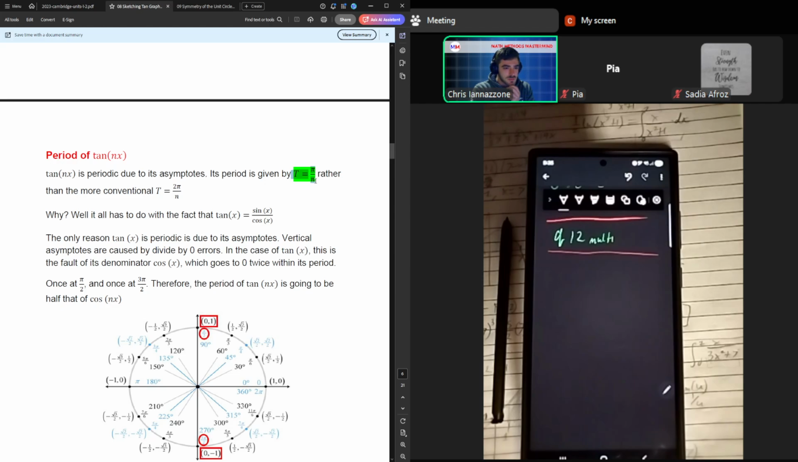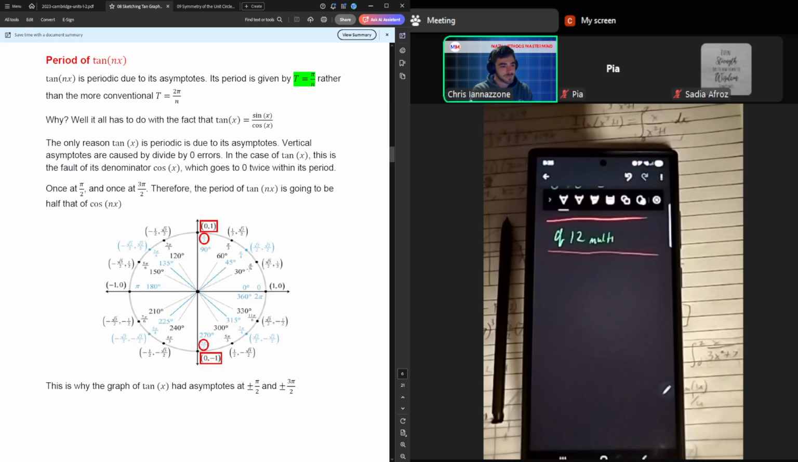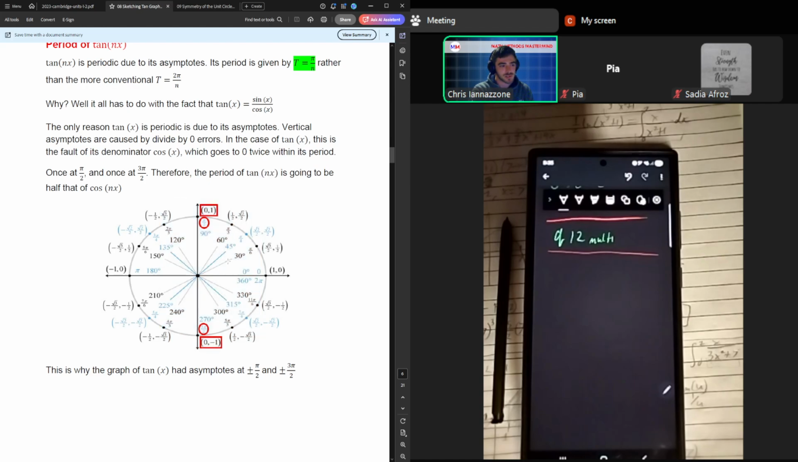I said that wrong the first time, didn't I? I said pi n rather than pi over n. This is what I meant, pi over n, rather than 2 pi over n. And again, there's the reason why it goes to 0 twice within a cycle.